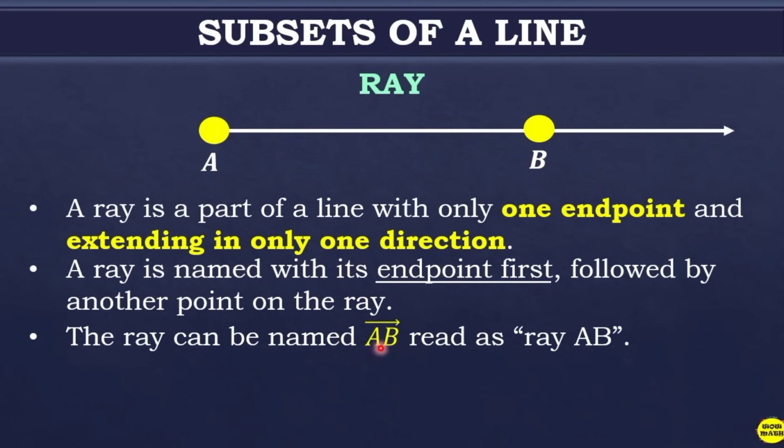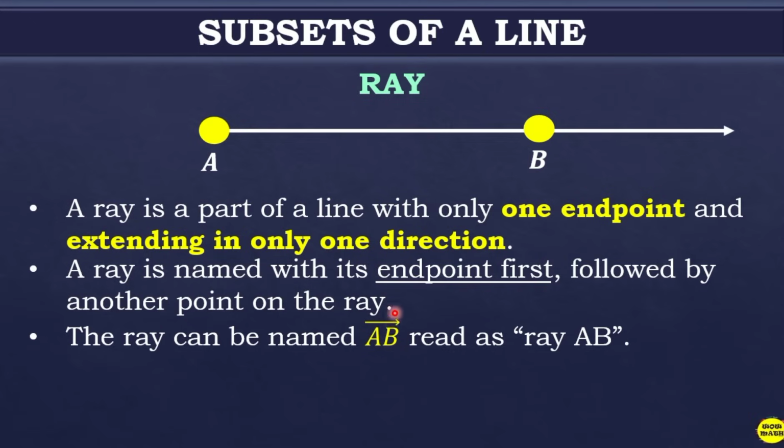Now, tingnan nyo po yung ating symbol. Kapag line, dalawang arrow. Kapag line segment, wala siyang arrow. Kapag ray, isa lang po yung arrow niya. Okay.